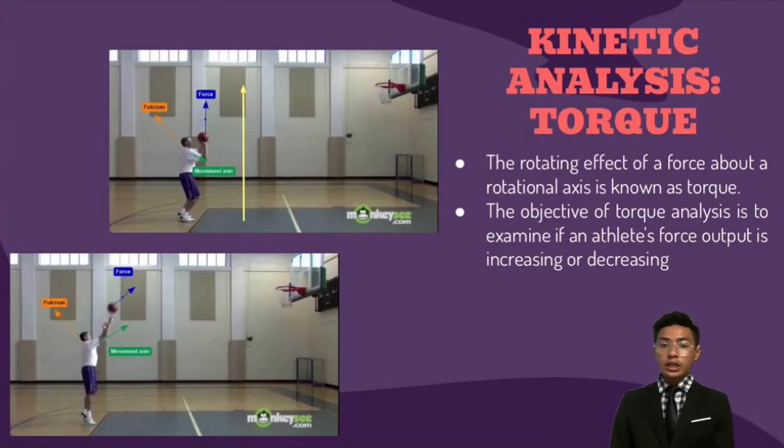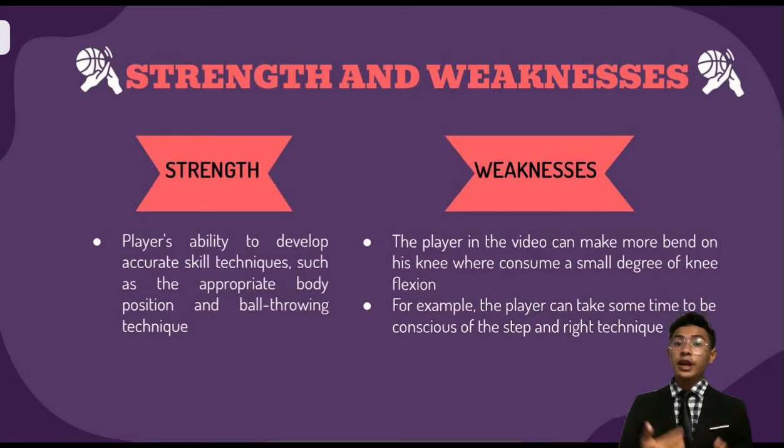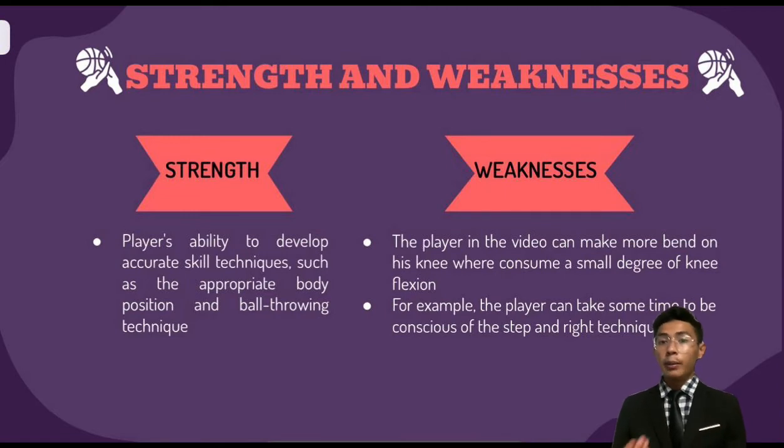Besides, the objective of torque analysis is to examine if an athlete's force output is increasing or decreasing. Right after that, we have strengths and also weaknesses. There are several strengths and weaknesses that can be determined when the skill has been analyzed. The player's ability to develop accurate skills and techniques, such as the appropriate body position and ball throwing technique based on the film recording, is one of their strengths.